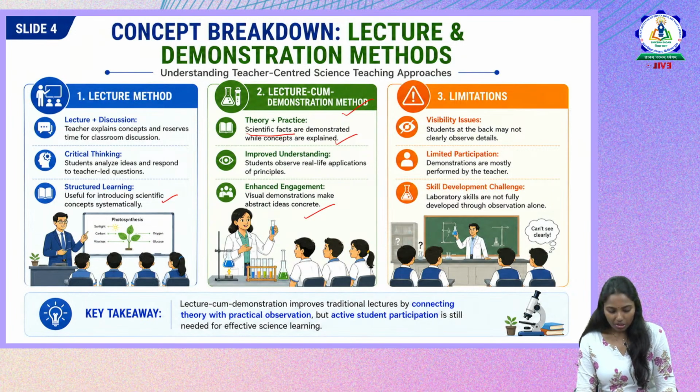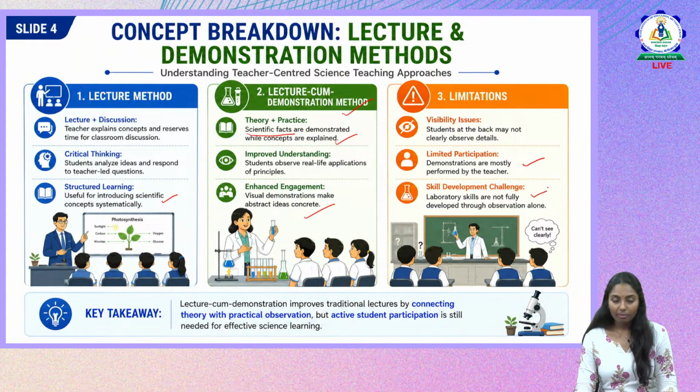The major limitation is that when the teacher demonstrates in the classroom using lecture cum demonstration, not all students will be able to see the results clearly. The people in the front bench have a clearer view compared to those in the back bench. There is also a risk of limited participation, because not all students can participate. Laboratory skills are not fully developed because the demonstration is done by the teacher, not the student, and the student's role here is merely to observe the results.